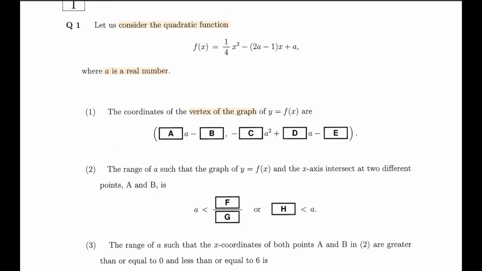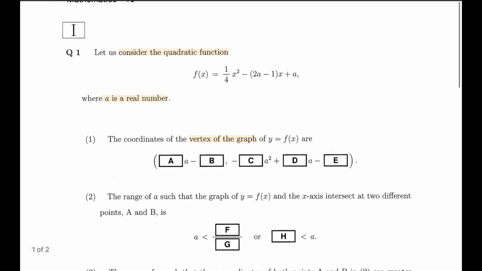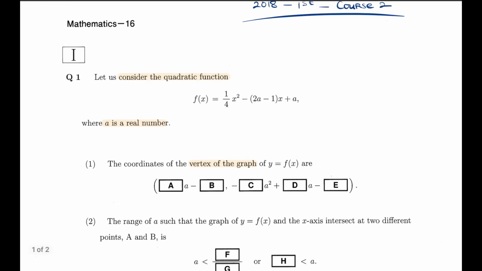Nah, since we have a quadratic equation, then if we want to find the vertex of x, we can use the formula x equals to negative b over 2a. That's the formula to calculate or to obtain the vertex of x. So x equals to negative b over 2a. b is the coefficient of x and a is the coefficient of x squared.